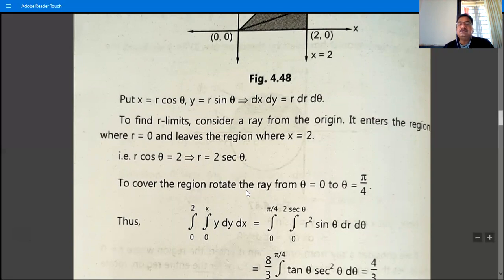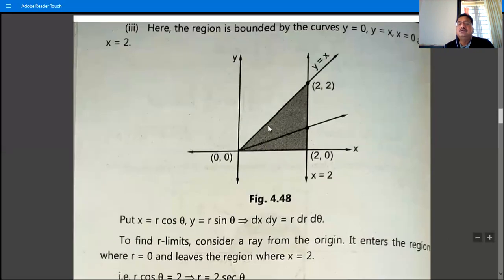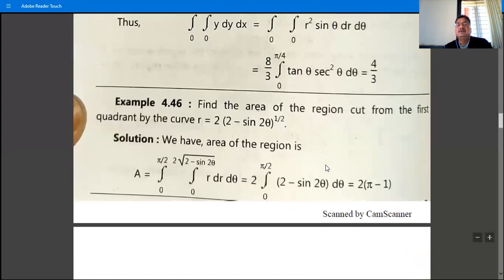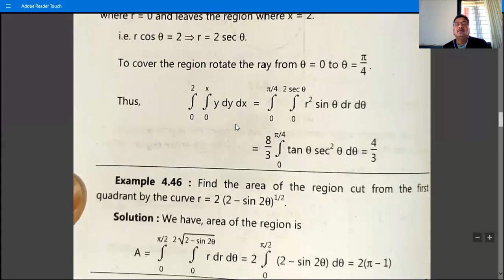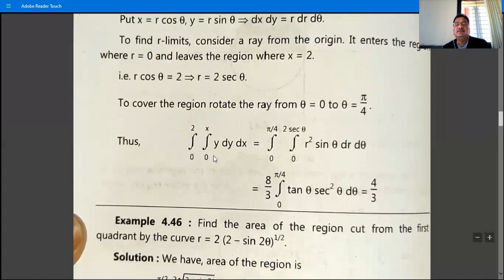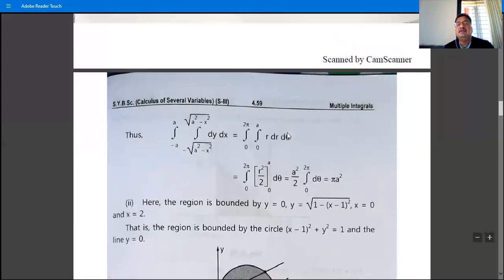So to cover the region, rotate the ray with theta from 0 up to pi by 4. We have to rotate this ray in order to cover 0 to pi by 4, and therefore the limits are: the given integration is converted to theta from 0 to pi by 4, and r runs from 0 to 2 sec theta.